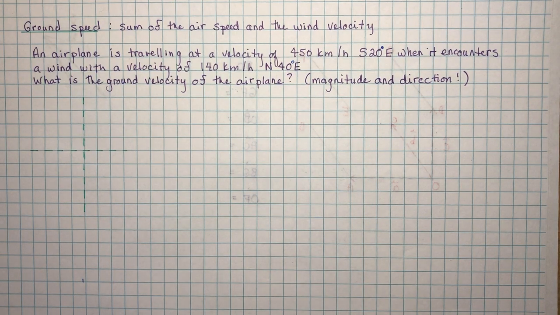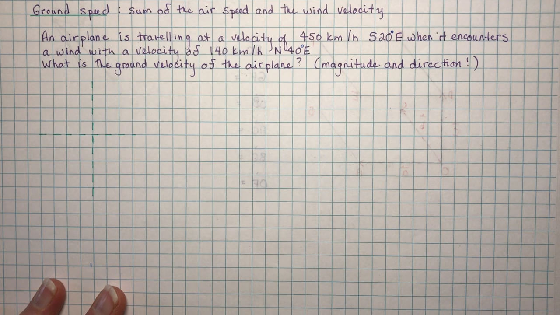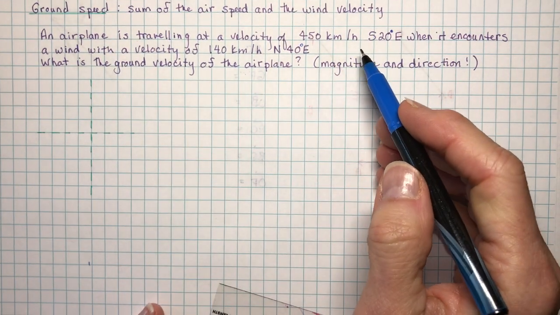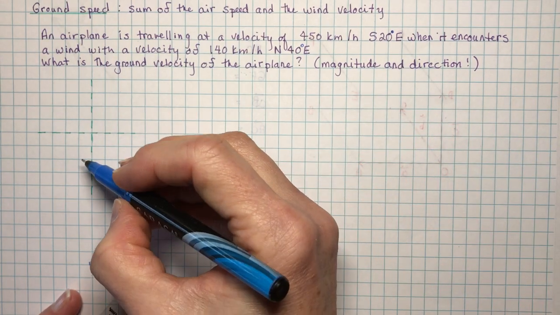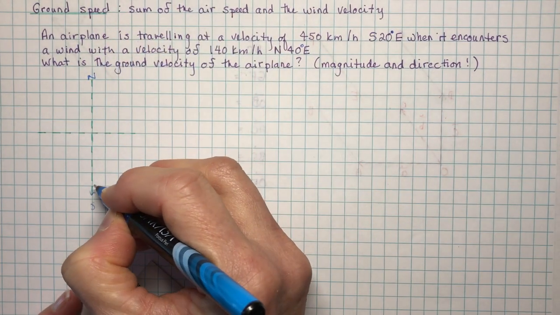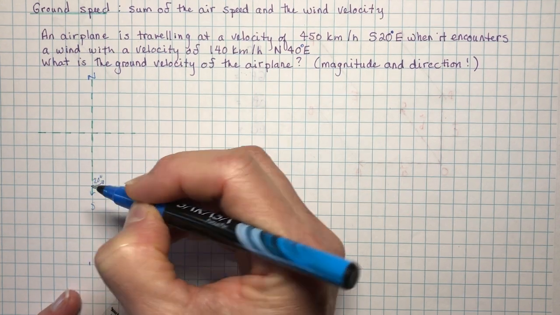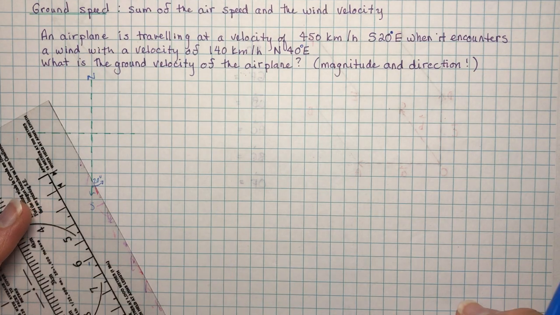So your job is to see what happens. How is the speed of the plane being affected by that wind that's blowing the plane? Another very popular question in vectors. Probably see something very similar to this on your first unit test. Okay, so let's get the plane going first. We want to draw where is the plane. So 450, south 20 degrees east. So south, that's this way, south, north, but 20 degrees east. So I have 20 degrees here, very little 20 degrees, and it's 450 kilometers.